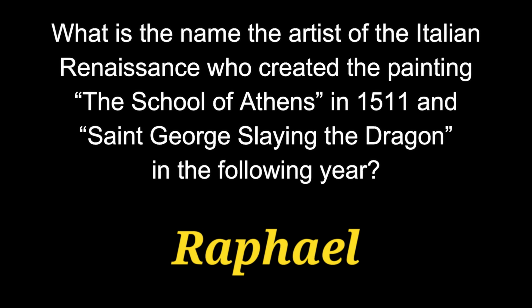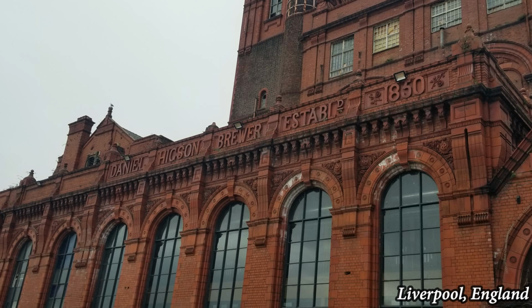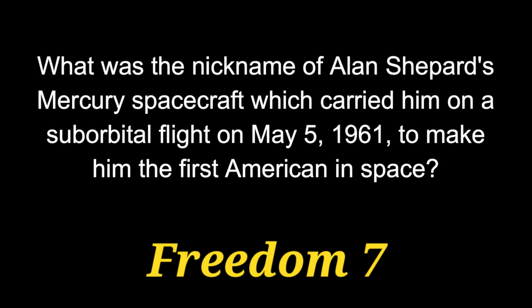The answer is Raphael. Question 15. What was the nickname of Alan Shepard's Mercury spacecraft which carried him on a suborbital flight on May 5, 1961, to make him the first American in space? The answer is Freedom 7.